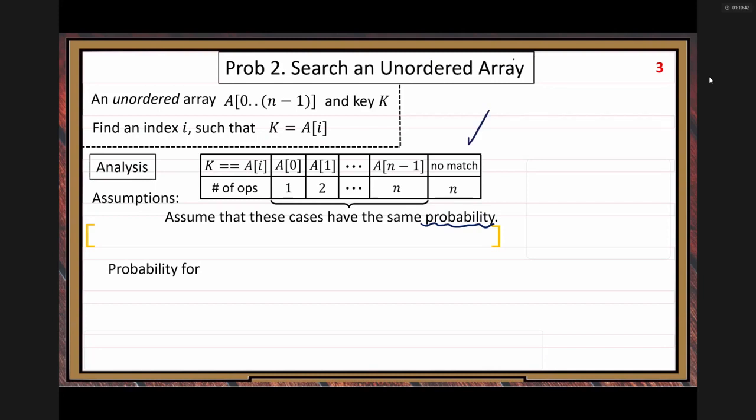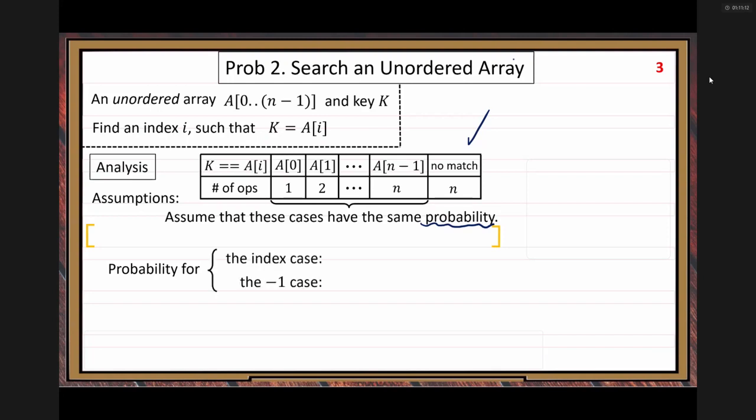No match case, you cannot assume it has the same probability as any of the previous cases. You cannot assume that, right? Not reasonable. You need to consider the real world situation. Most of the time, you won't have that. You cannot make the wrong assumption. So here, we have to make the right assumption.